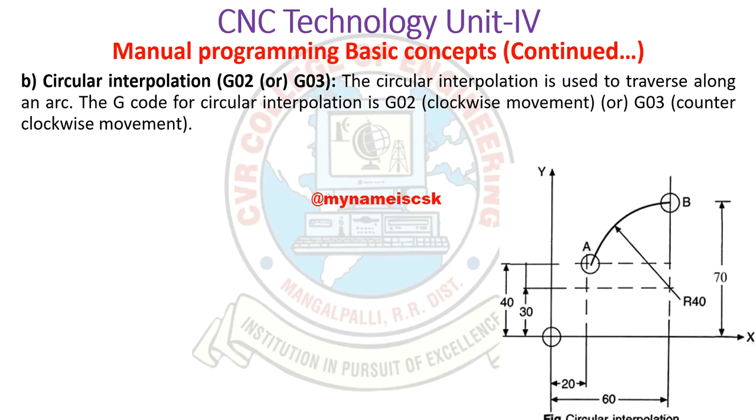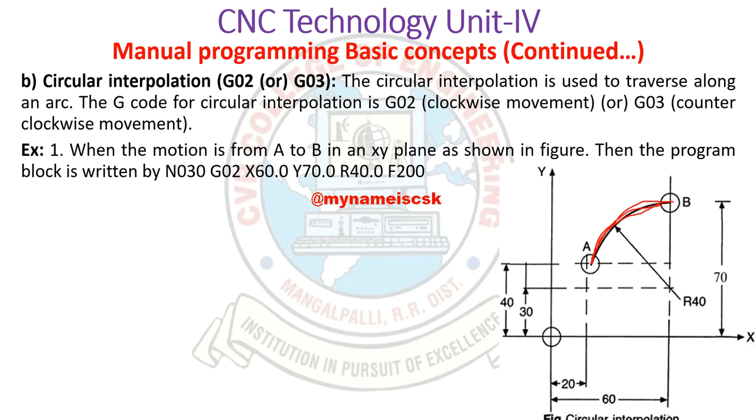So circular interpolation. As the name suggests, it will move in a circular fashion. Whether you are going from A to B or B to A, it matters. If you are going for clockwise movement, then you go from A to B. If you are going counterclockwise, then you will go from B to A. So in the first case example, we have to move from A to B. Then how we have to write the code: circular interpolation clockwise is G02, anti-clockwise is G03.